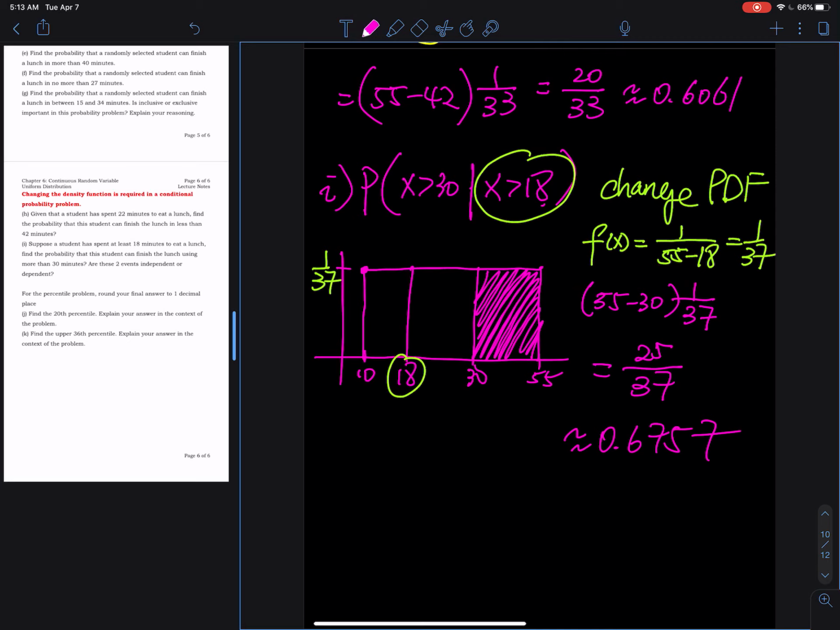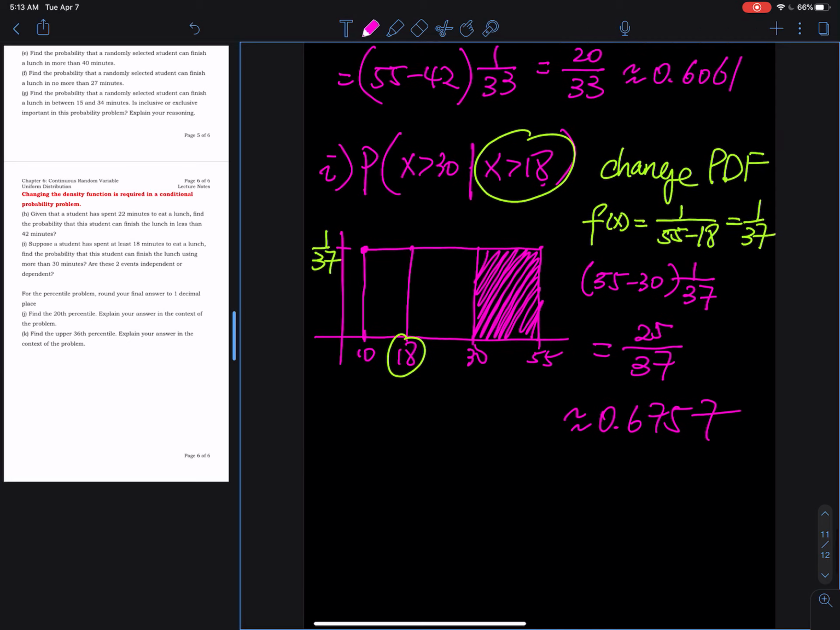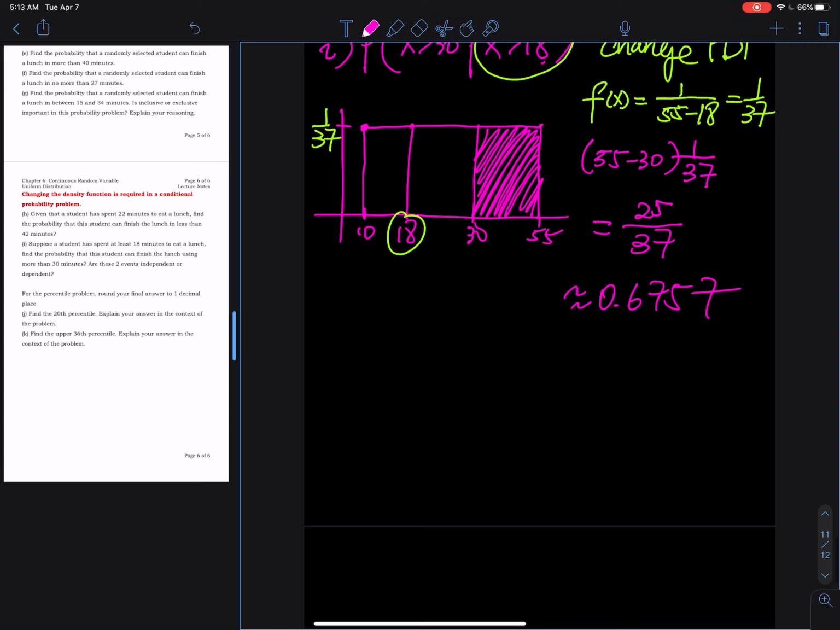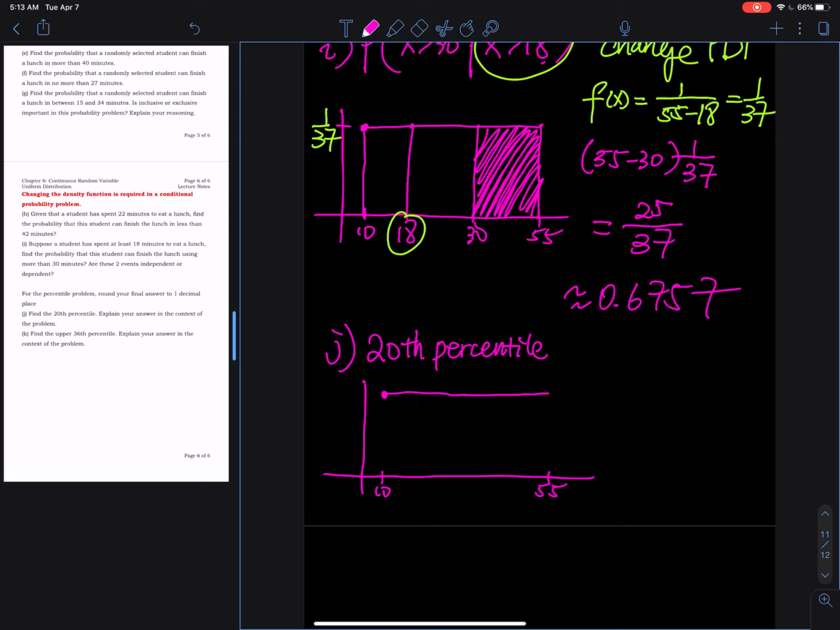All right. So we have 2 parts left. The next one is find the 20th percentile. So that is part J, the 20th percentile. So first we draw a picture. From 10 to 55, we are not doing conditional probability. So we are not changing any PDF at this point. So this is going back to the 1 over 45. The 20% means the first 20% of the rectangle.